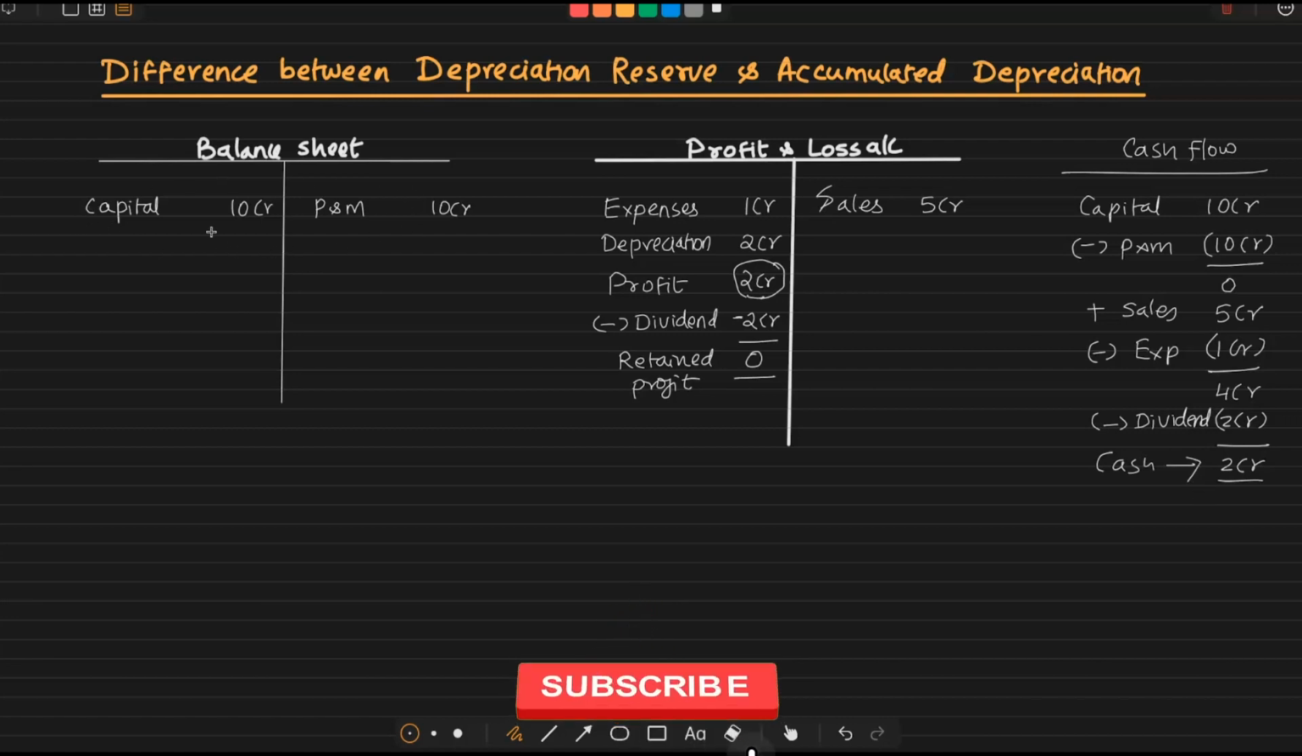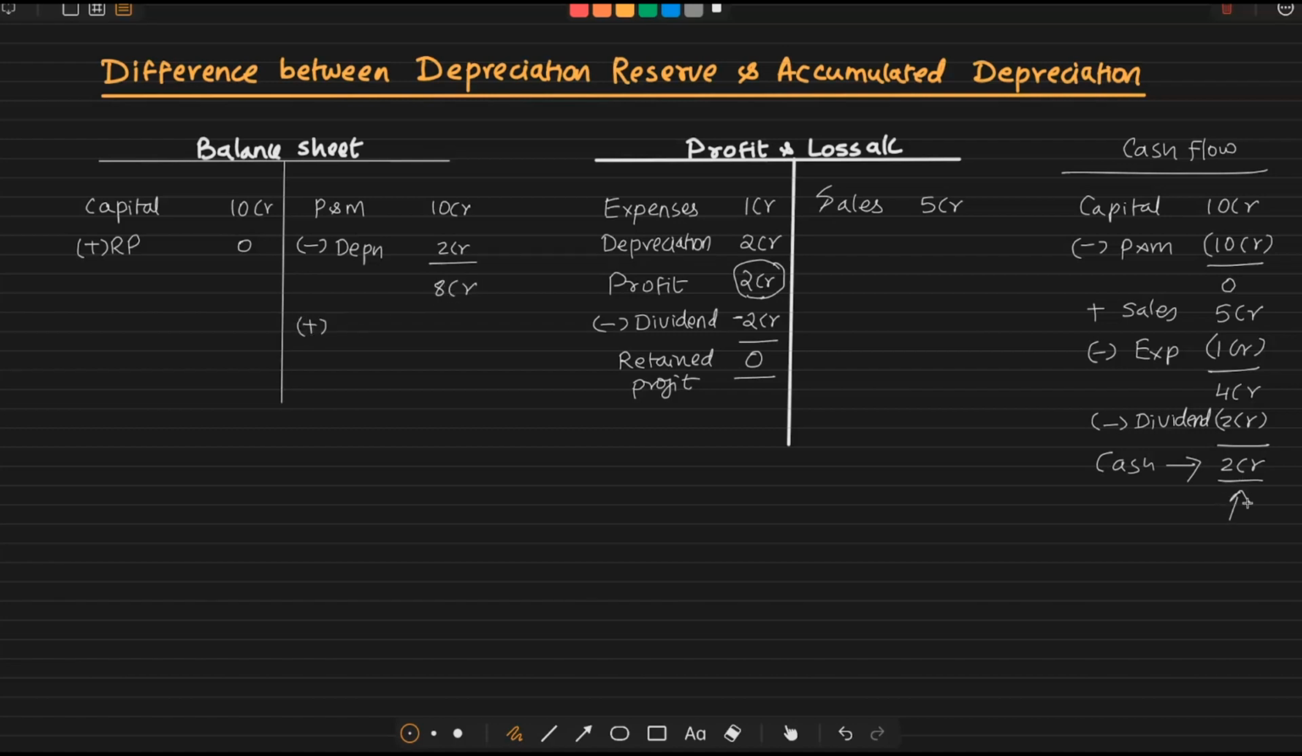Now let's see what will happen to this balance sheet. With this capital, whether any profits can be added, retained profit, no, zero, because the entire profits are distributed. What will happen to this plant and machinery? See, already we have accounted for depreciation 2 crore. So from this plant and machinery, we have to deduct depreciation 2 crore. So now it becomes 8 crore. And with this, we can add the cash balance available, which is 2 crore. So in this way, 8 plus 2, 10. 10 both sides. Balance sheet tallies.